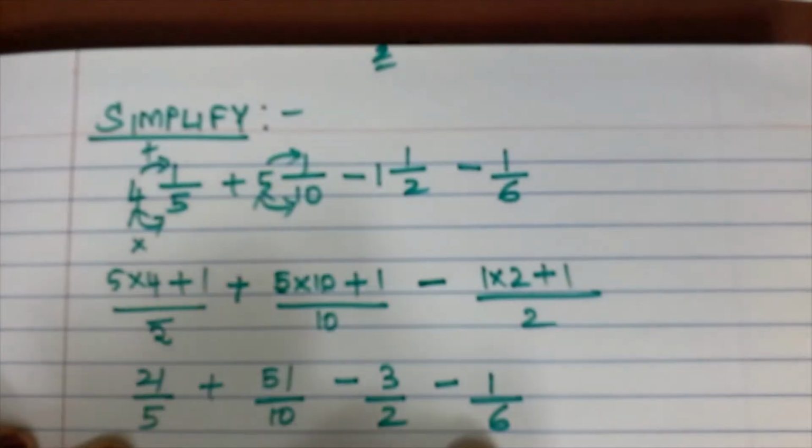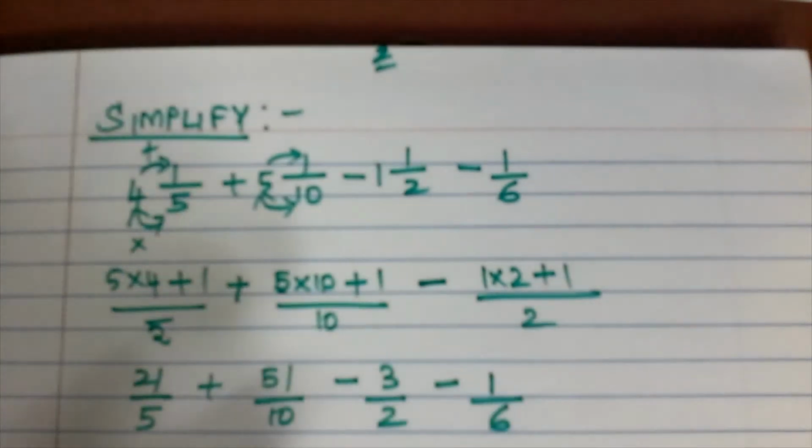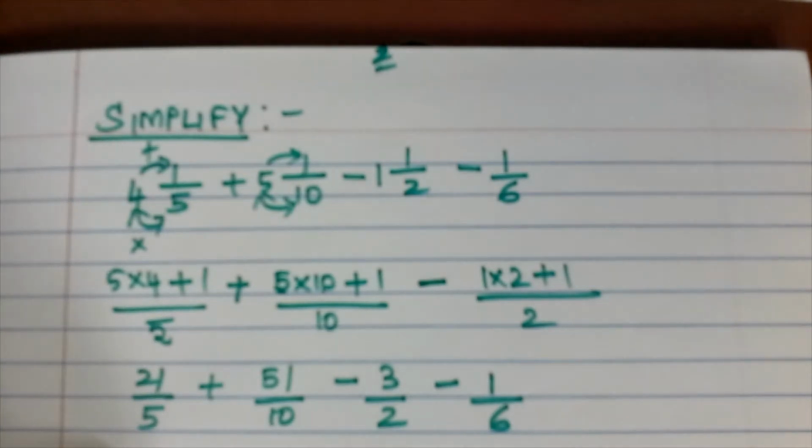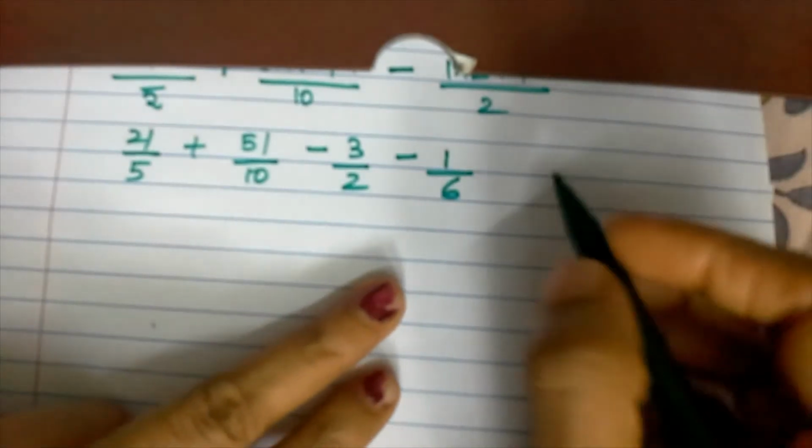I have to look at all my denominators. My denominators are not the same. In case they are the same, it is very easy: I just add and subtract the numerators and get the answer. But in this case, the denominators are not the same, so we'll have to take an LCM and make a common denominator. So let's find the LCM.